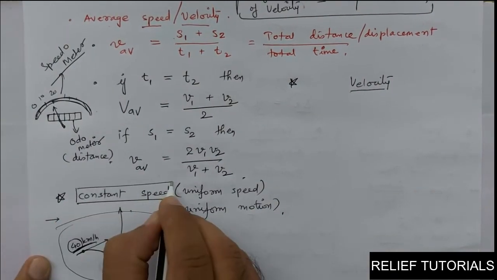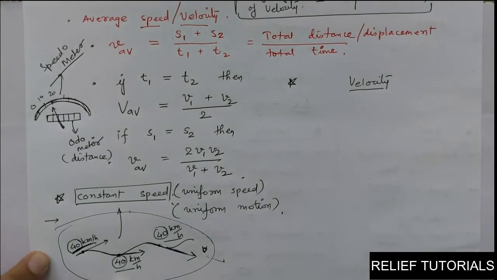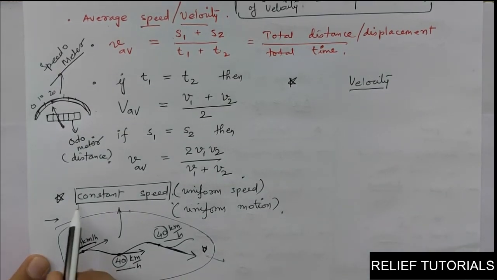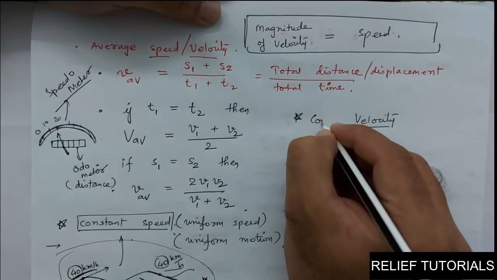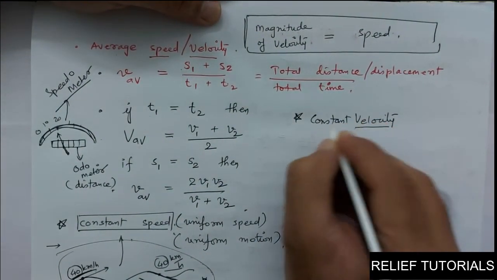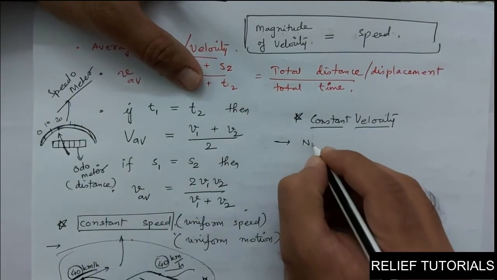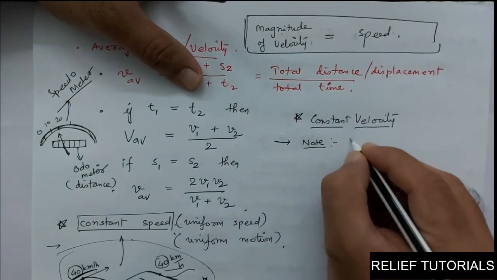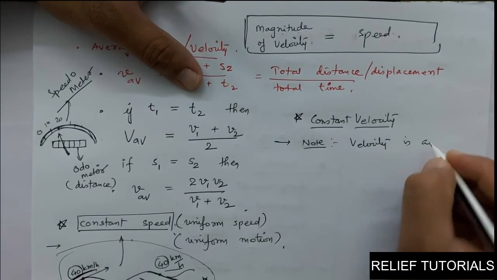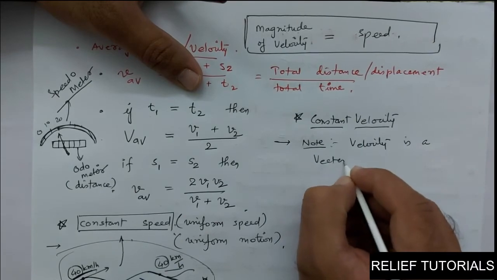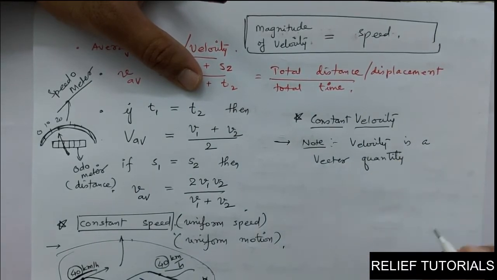Constant speed we can say, because speed only has the magnitude, so it is easily understood that magnitude of speed is same, so it is a constant speed. Agreed, over. But what about the constant velocity? Because velocity is a vector quantity, let me write a note. Velocity is a vector quantity.